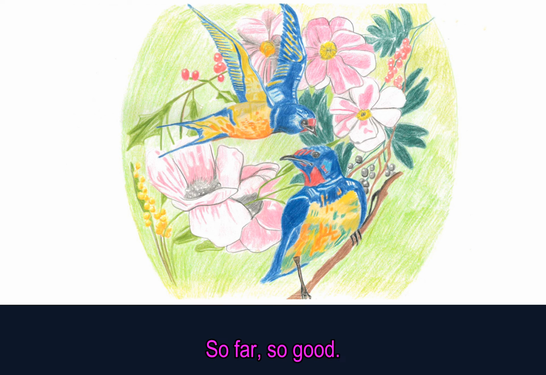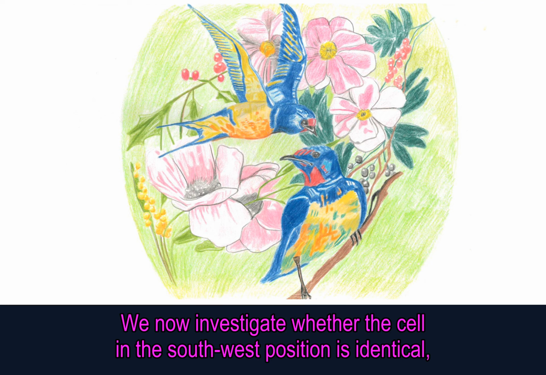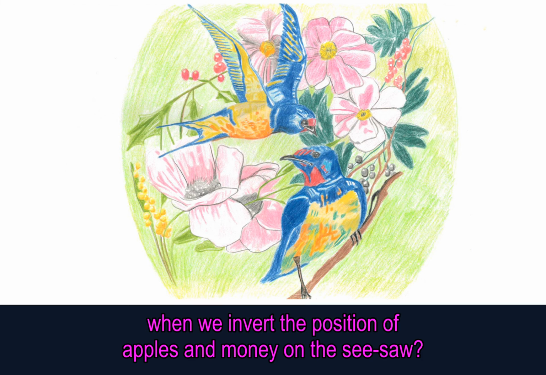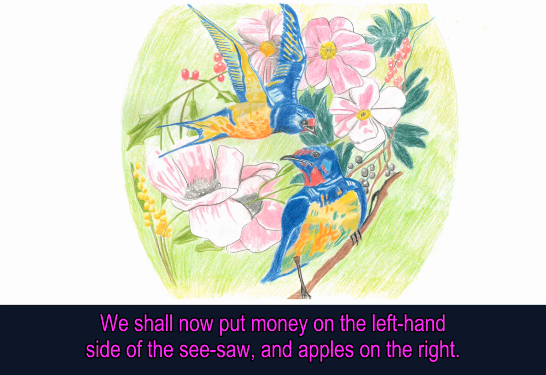So far, so good. We now investigate whether the cell in the southwest position is identical, i.e., does it have a ratio of 1 to 2 after the transformation when we invert the position of apples and money on the seesaw. We shall now put money on the left-hand side of the seesaw and apples on the right.